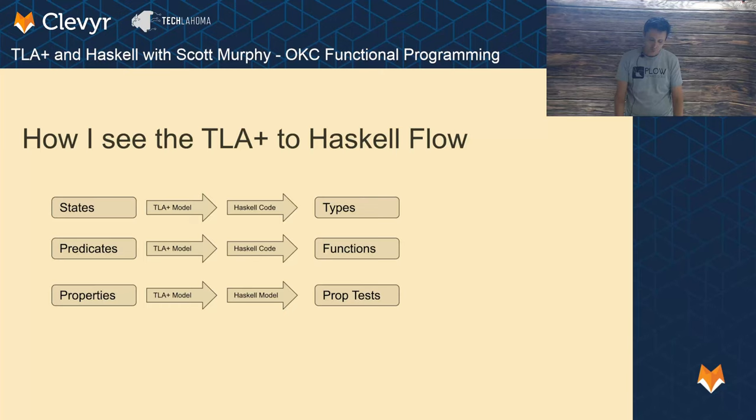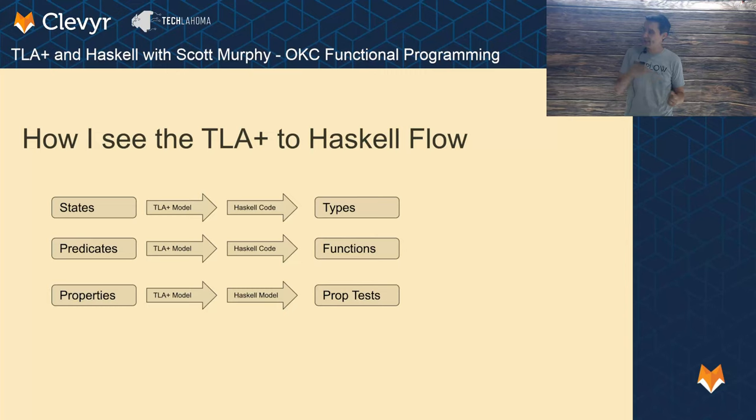So this is sort of how I see things going. You have your states in your TLA model. They sort of become Haskell code again, and then now they're types. Your predicates in the model become functions. But that's not one-to-one. So don't think you're going to write some predicate in the TLA and now you're going to have exactly that same thing on the other side in Haskell. Instead, it might be a set of them, but it's the right way to think of it.